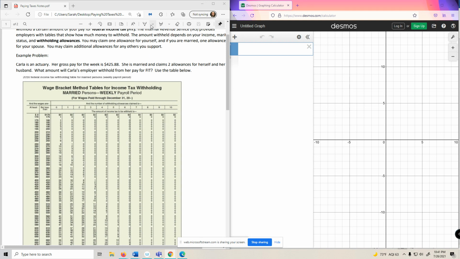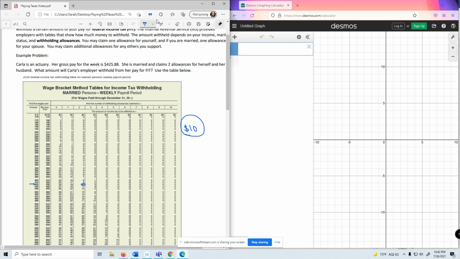Her gross pay for the week is $425.88. That falls in between $420 and $430. We are looking in this row right here, between 420 and 430. We see that she is claiming 2 allowances total, one for herself, one for her husband. So we go down to the 2 column, and where that meets up in the row that we are in is right here at 10. So she earns between 420 and 430 a week. 2 allowances is $10 that her employer will withhold from her pay for FIT.